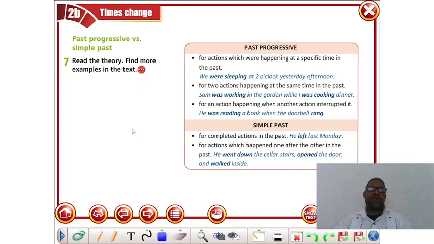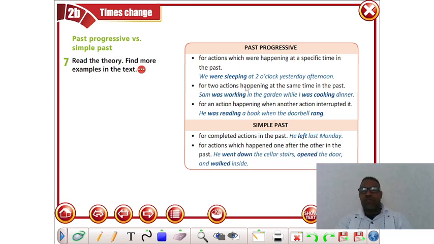Past progressive versus simple past. So I'm going to read this for you. In our exercise in the class that we're going to connect, you are going to tell me what is the difference between the past progressive and the simple past. So investigate, get ready for your answer in this aspect.